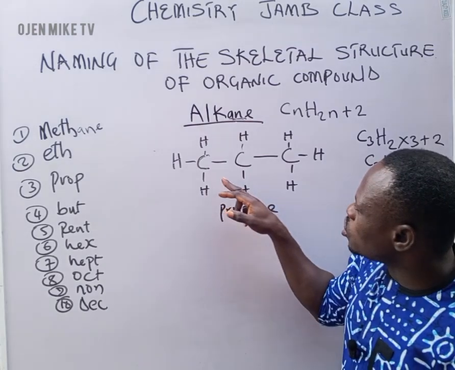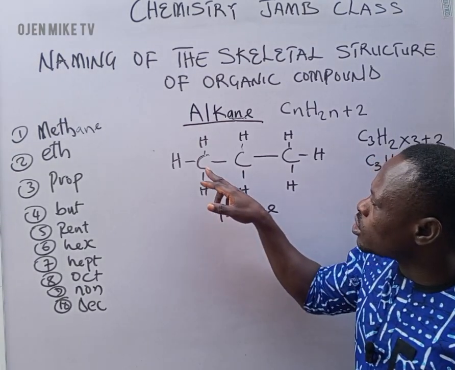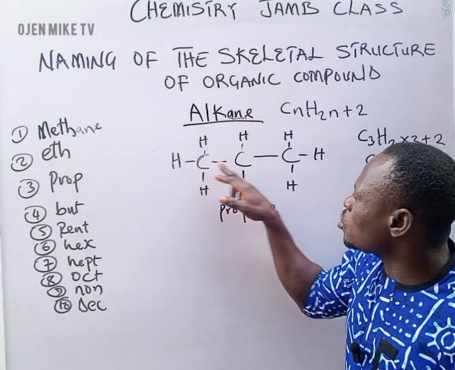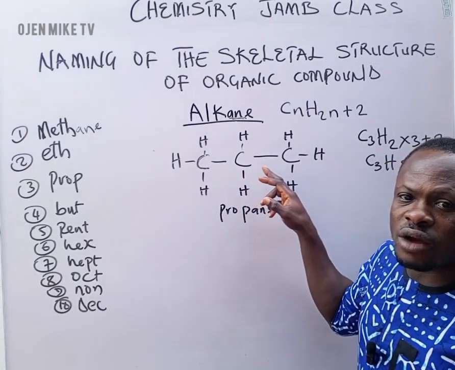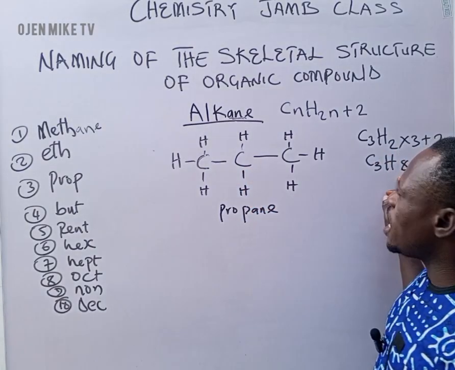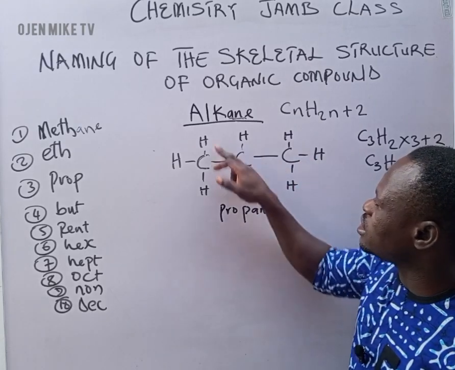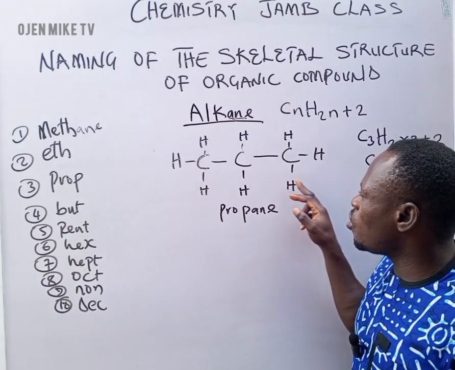So this structure is called propane because of what? How many carbon atoms are there? 1, 2, 3. They are surrounded by what? 8 hydrogen atoms. This is the 8 hydrogen atoms: 1, 2, 3, 4, 5, 6, 7, 8. So this compound is called propane.